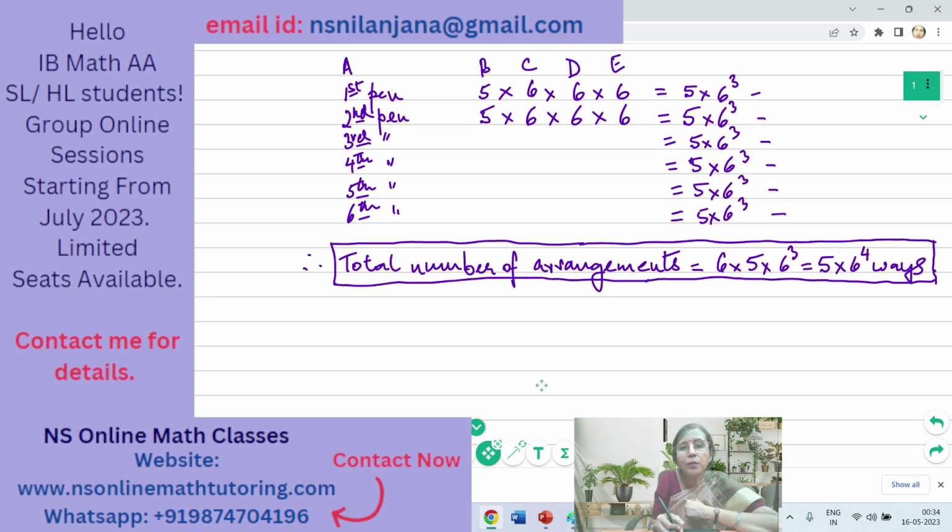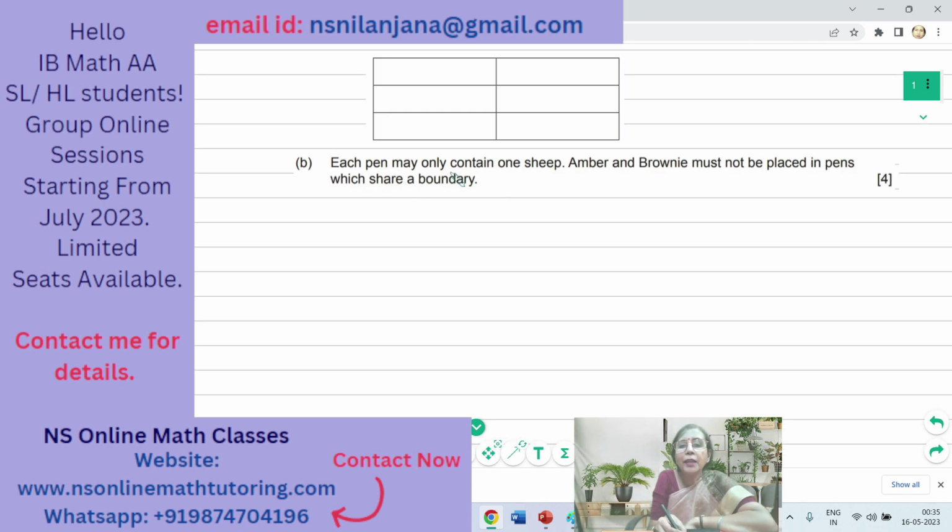Now coming to subpart B, each pen may only contain one sheep. This time they have changed the situation. Each pen can contain only one sheep. Amber and Brownie must not be placed in pens which share a common boundary, else they may be found fighting across the boundary. So they cannot be kept in pens sharing a common boundary. Okay, fine.